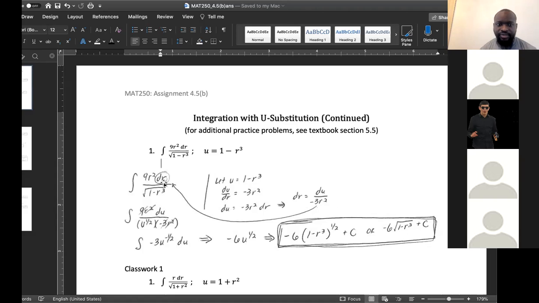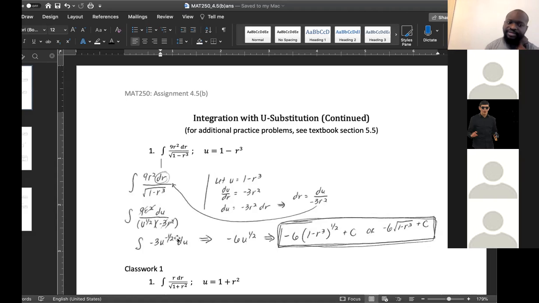So it becomes 9r squared. Instead of dr, I have du over minus 3r squared, which is what I got here, over, instead of the square root of 1 minus r cubed, I have u to the power half. So r squared cancels r squared. 9 over negative 3 is negative 3 up. u to the half under is u to the minus half on top, du. So now integration is all that's left right here.